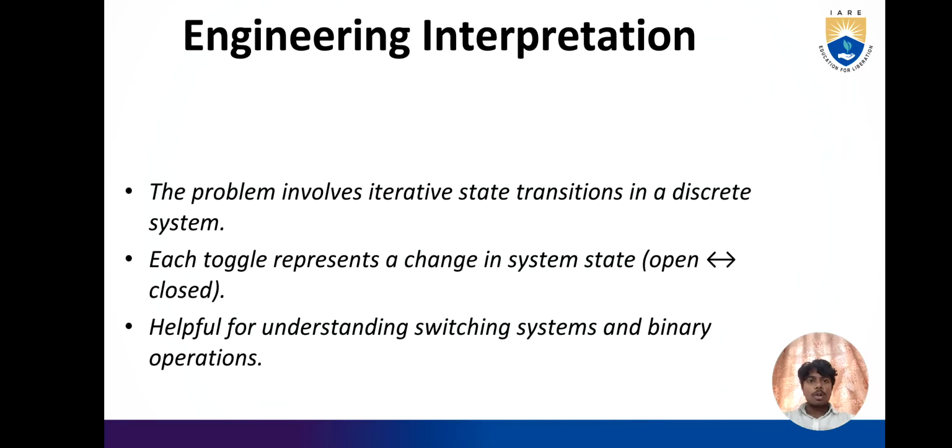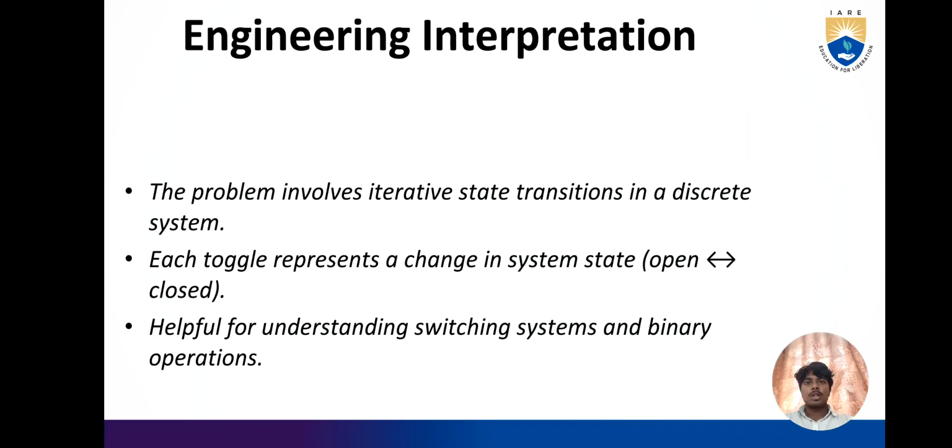Each locker is toggled by students whose number divides the locker number. For example, locker 12 is toggled by students 1, 2, 3, 4, 6, and 12. Only perfect squares like 1, 4, 9, 16, etc. have an odd number of divisors. So they are toggled an odd number of times and remain open.